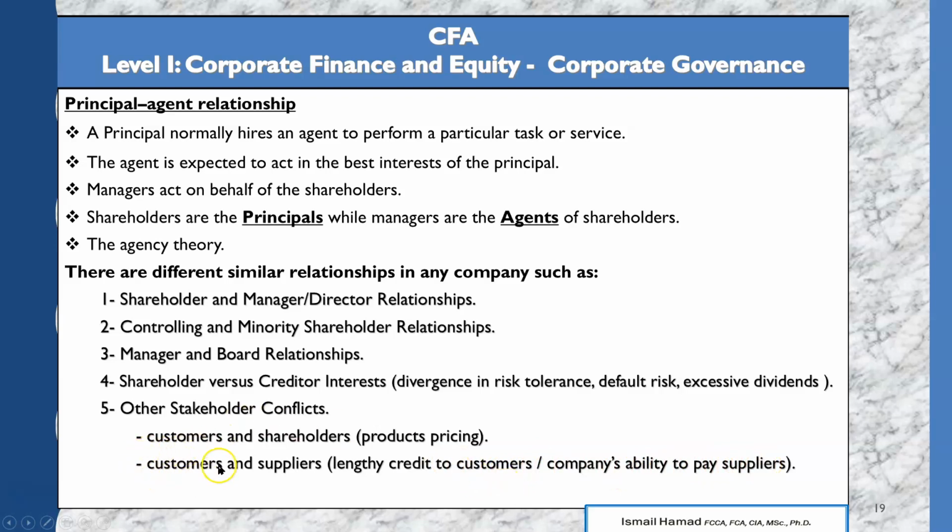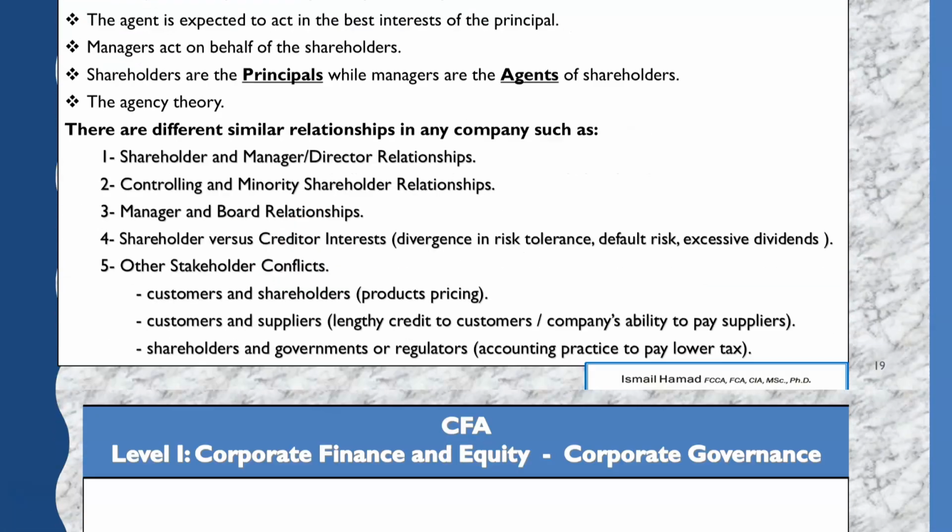If you provide a very lengthy credit period, for example, instead of 1 month, 6 months, 8 months, you will run out of cash. That will jeopardize the supplier payment. So there is a conflict here, and the list goes on and on. The idea is not to give all the examples and keep memorizing them. The idea is that corporate governance is created to manage these conflicting interests in a manner fair to everyone who has a stake in the company.